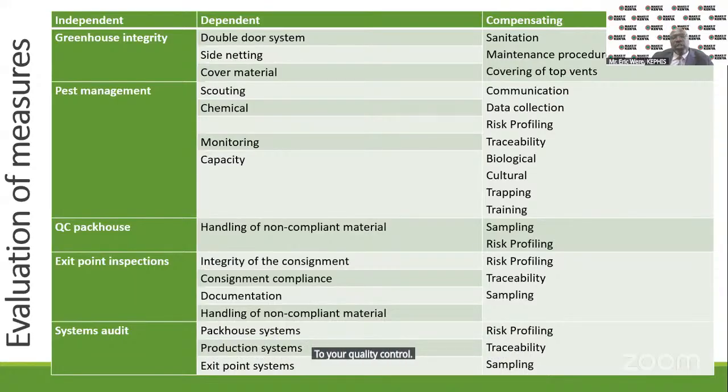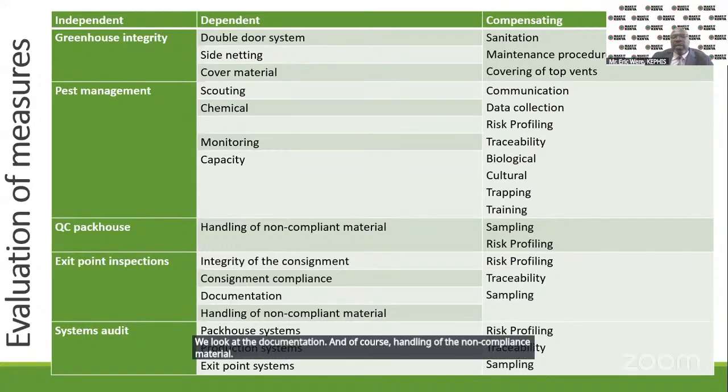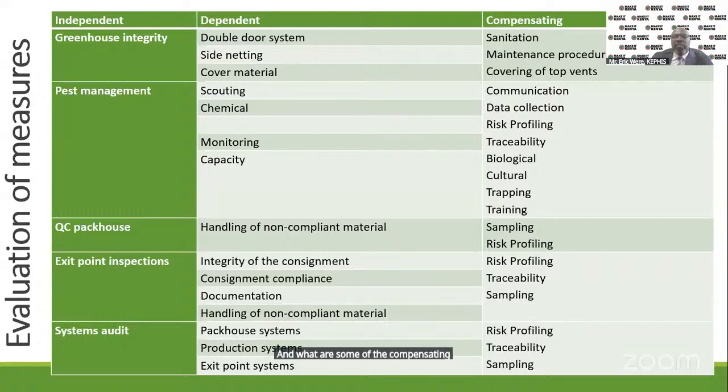Exit point inspection. We check the integrity of the consignment. We look at the consignment compliance. We look at the documentation and, of course, handling of the non-compliance material. And what are some of the compensating measures that we have in place?